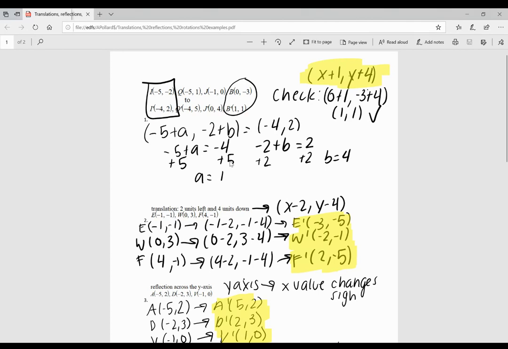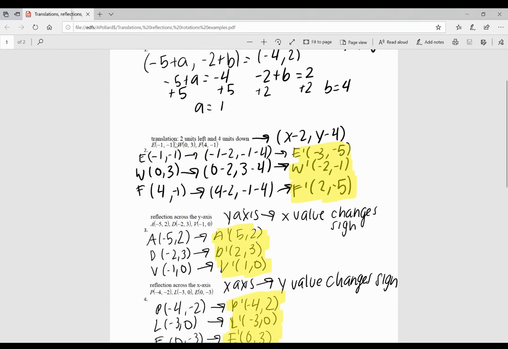So we add 5 over, and we get a is 1. We add 2 over, and we get b is 4. Then all we do is put it into our x plus 1 formula, y plus 4 formula, and we get that as our rule for our translation. Then we can check it. I use b to check it. So I plug 0 in for x, -3 in for y, and I got my 1, 1. You could check it with the other two to make sure you're correct if you want to. But this is going to be your correct answer.